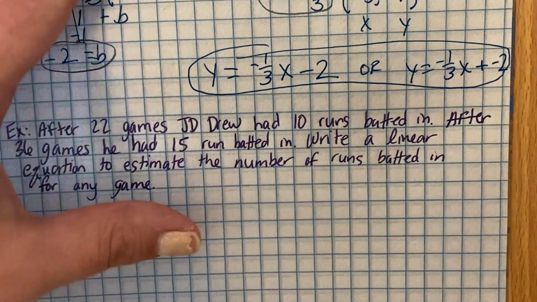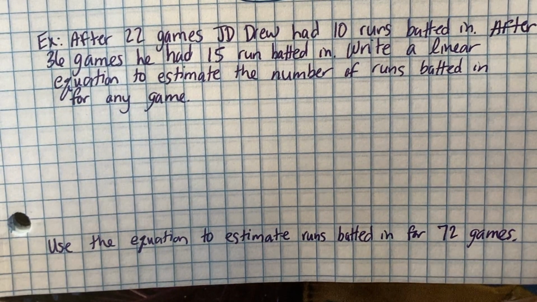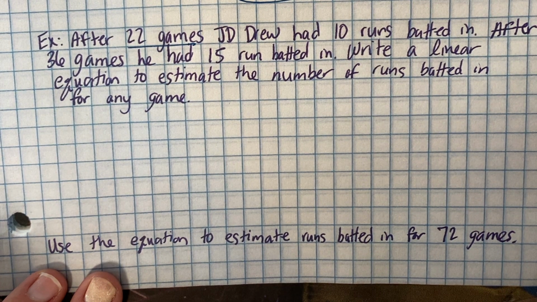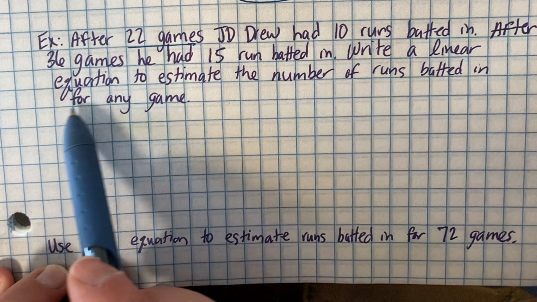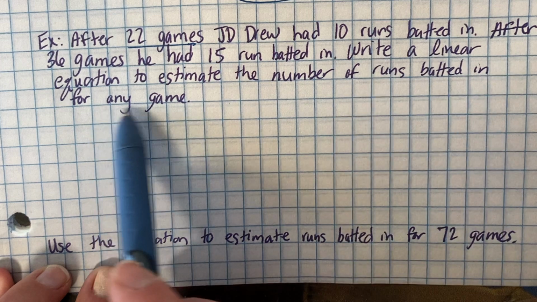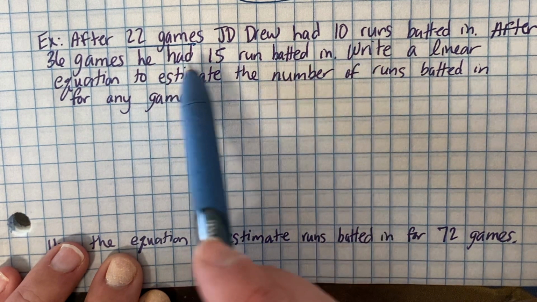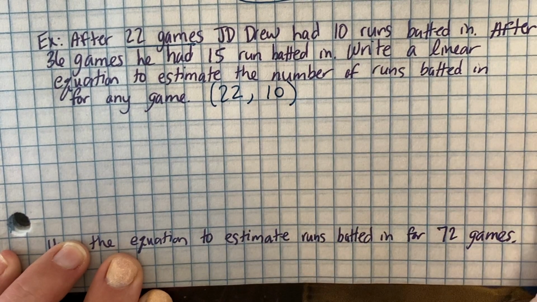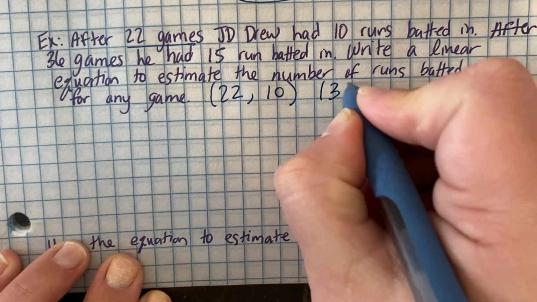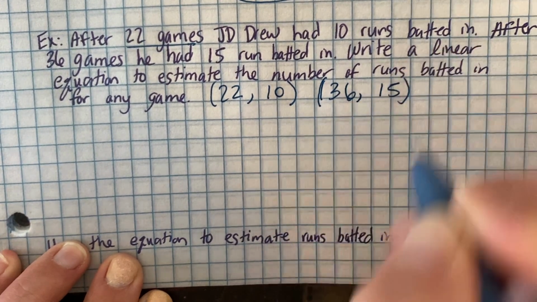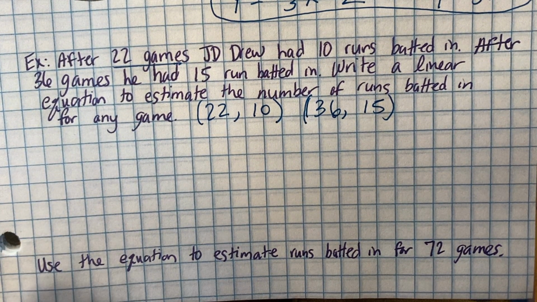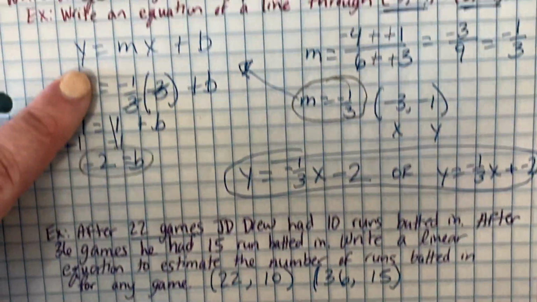Okay, so here's a problem that we can solve now. It says after 22 games, J.D. Drew had 10 runs batted in. After 36 games, he had 15 runs batted in. Write a linear equation to estimate the number of runs batted in for any game. So I am guessing right here we could make a point out of this. So I'd have 22, 10 and 36, 15. It appeared that they were just ordered pairs, or different points. And now I'm going to do exactly what I did up above.